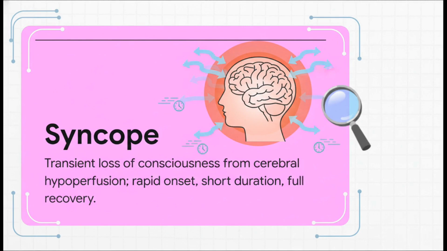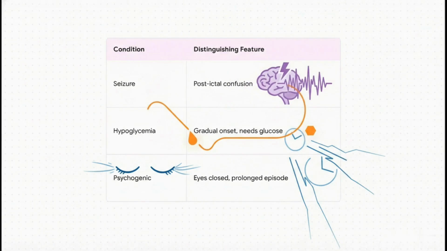Transient means it starts and stops all by itself. The cause? Global cerebral hypoperfusion. The whole brain, for a brief moment, isn't getting enough blood, and the recovery is spontaneous and complete. They wake up on their own and they're back to normal. No lingering effects.